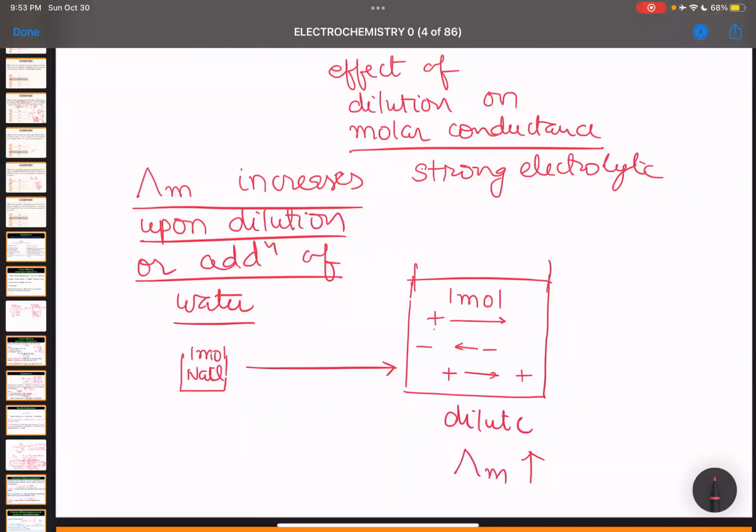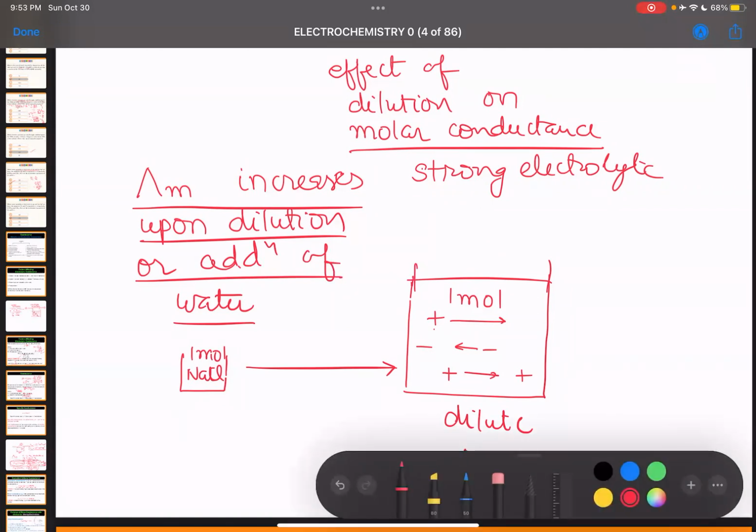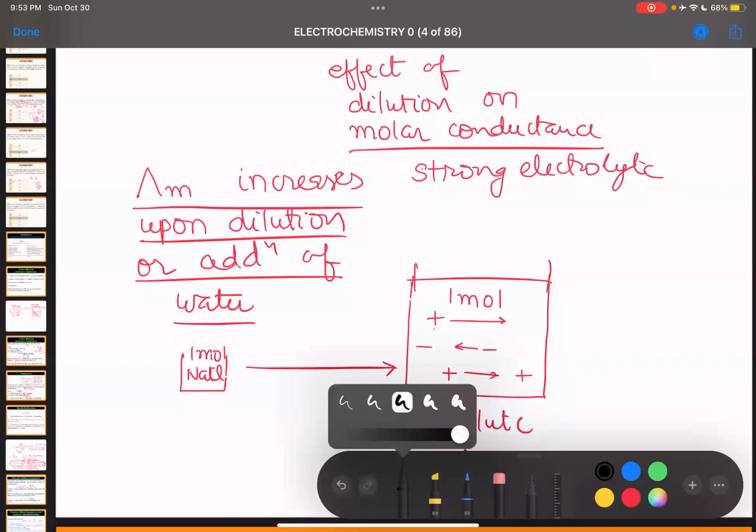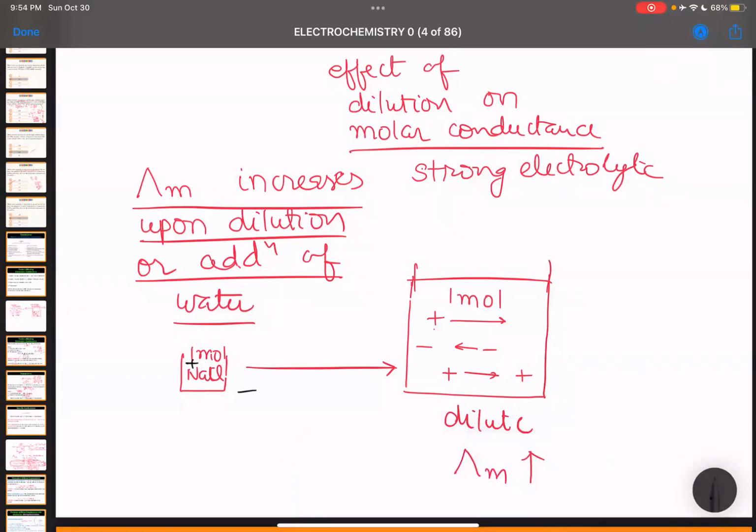But if you have the same 1 mole in a small amount, how are they going to move? They are going to collide among themselves. They are going to attract one another. And the molar conductivity is going to decrease. But if you add more water, the molar conductivity is going to increase.